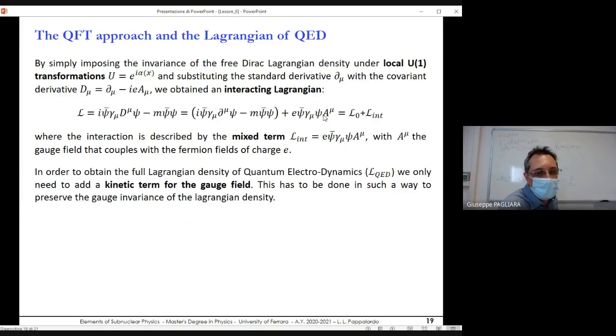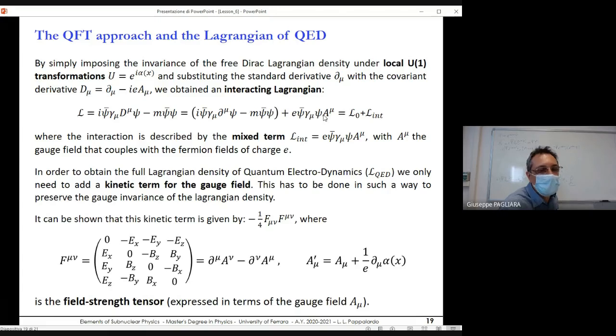Now, in order to obtain the full Lagrangian of QED, we just need to add one more piece, which is the kinetic term of the gauge field. So we have the kinetic term and the mass term of the fermion. We have the interaction term already between fermion and field. What we miss is the kinetic term of the gauge field. Now, we will not derive this, but it can be shown that this kinetic term is given by -1/4 F_mu nu F^mu nu, where F_mu nu is the usual electromagnetic field strength tensor that I showed before, which can be written in terms of the A_mu field in this way. This you can derive easily in a few passages. Of course, our vector boson needs to transform in the proper way in order to preserve the gauge invariance of the Lagrangian density.